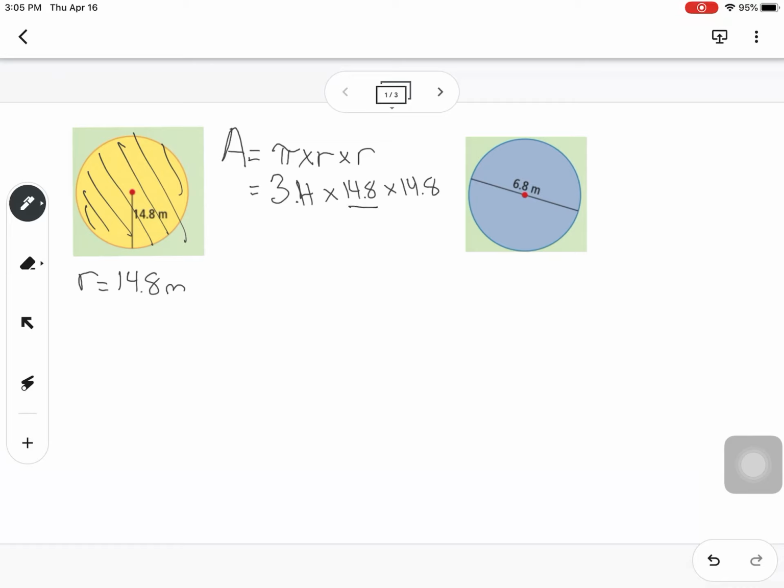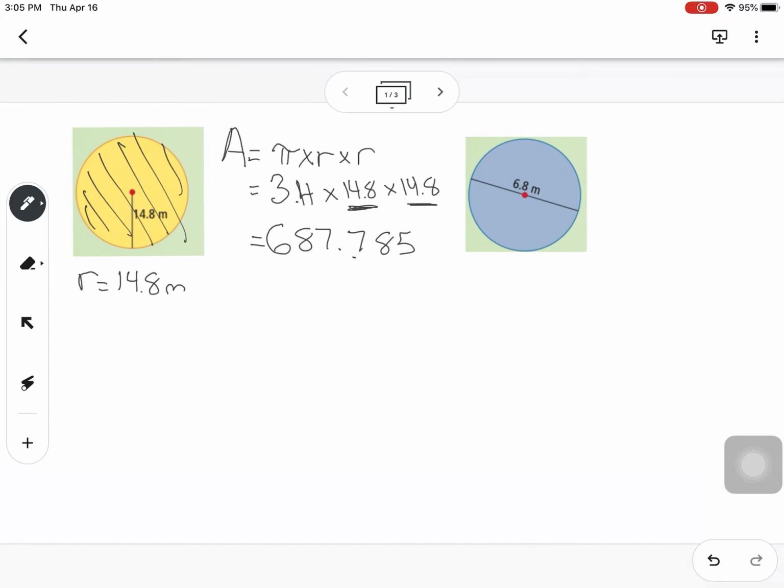Now notice how I times radius twice instead of timesing it by 2. If I were to just times it by 2, I would get a very different answer. So make sure you're multiplying the same radius 2 times. Then you could take out your calculator and calculate this. 3.14 times 14.8 times 14.8 is equal to 687.785, and so on and so forth.